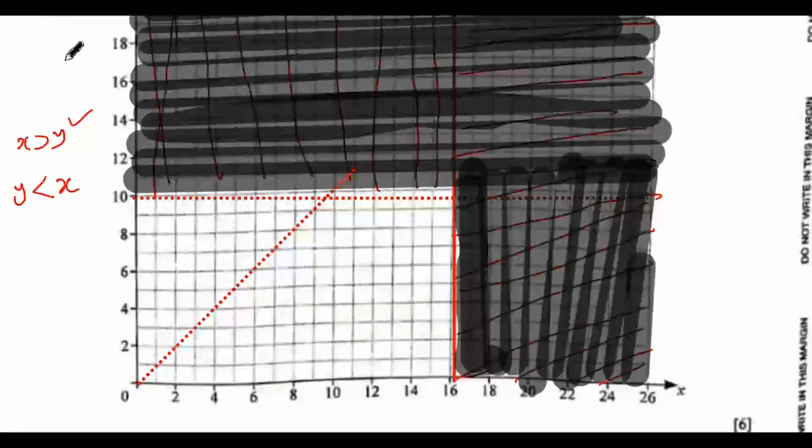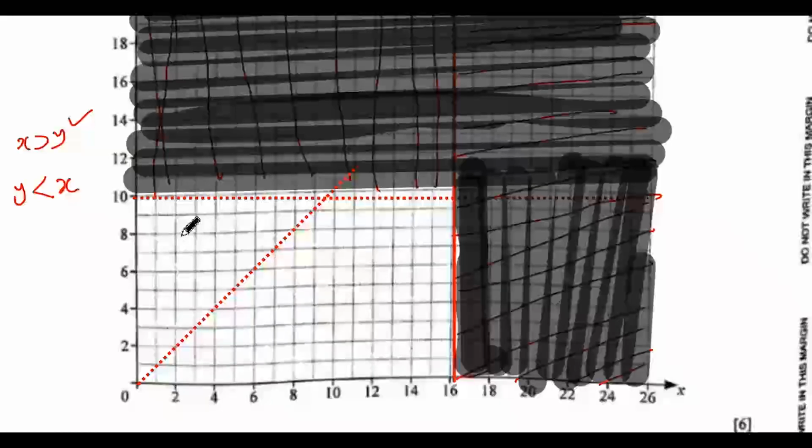So if you come to this side now, let's take a point here. Here x equals 6 and y equals 4. So 4 is less than 6, that means y is less than x. So it is this side. We need this side, so this is the wanted area, and this is the unwanted area.